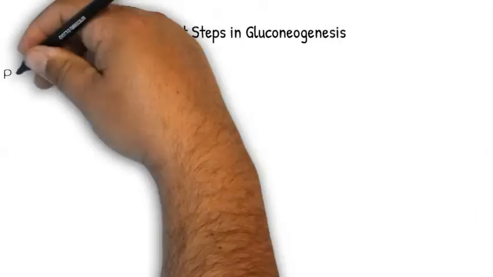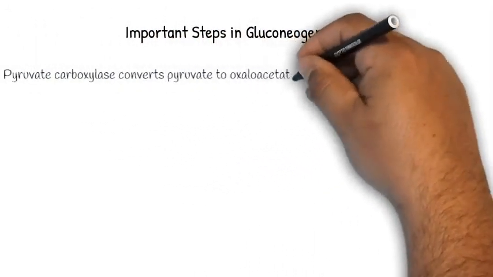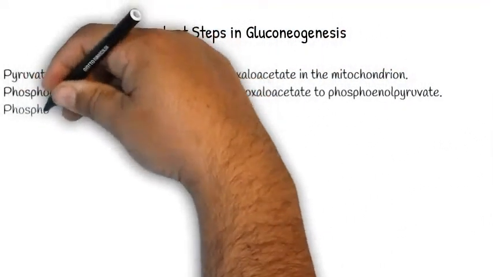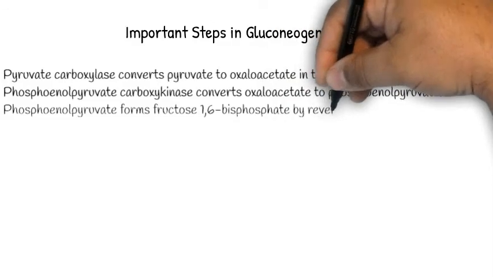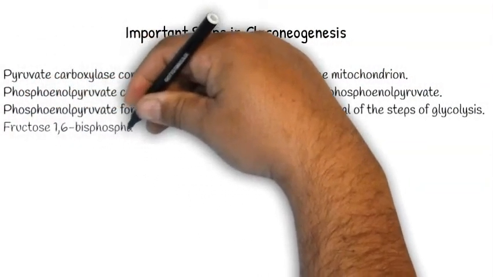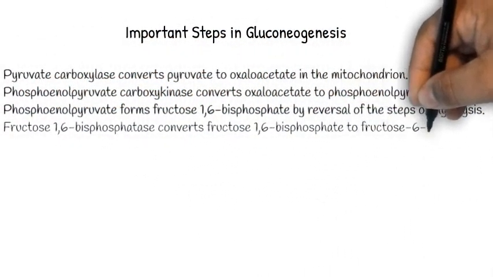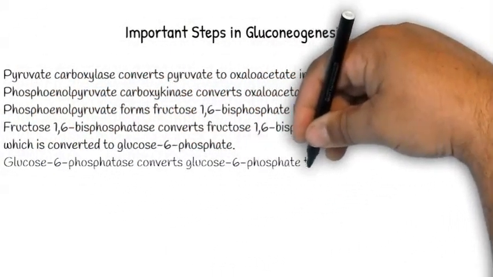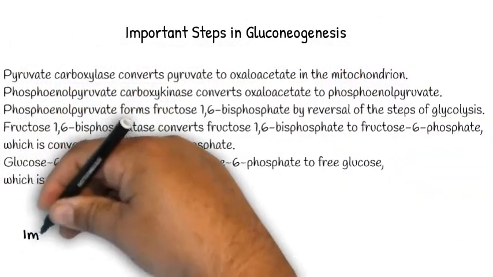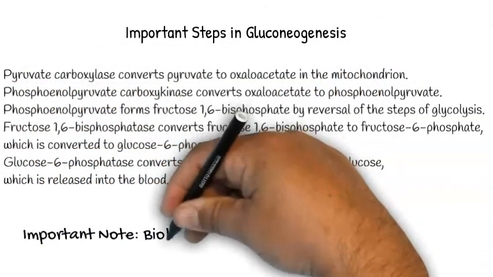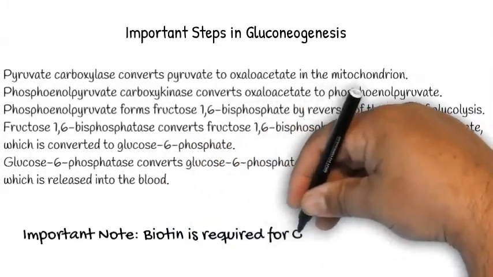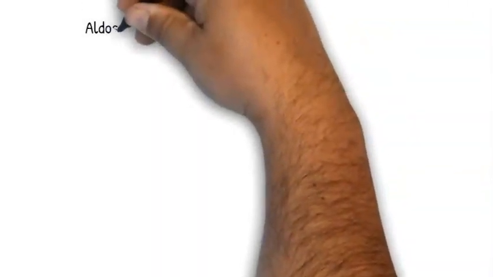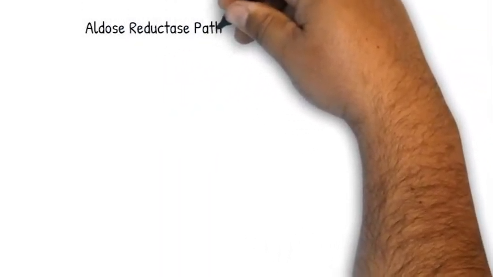In this slide, I want to point out a few important steps in gluconeogenesis, which you are likely to see. And if you can read through these, remember these: pyruvate carboxylase is the enzyme that converts pyruvate to oxaloacetate. And that reaction, of course, requires the presence of biotin. And then there are a number of other steps involved in gluconeogenesis, if you can read through those. And the important thing is to remember that biotin is essential for these carboxylation reactions.